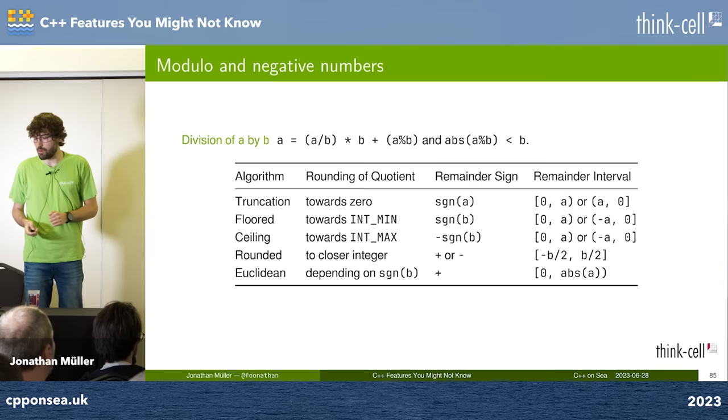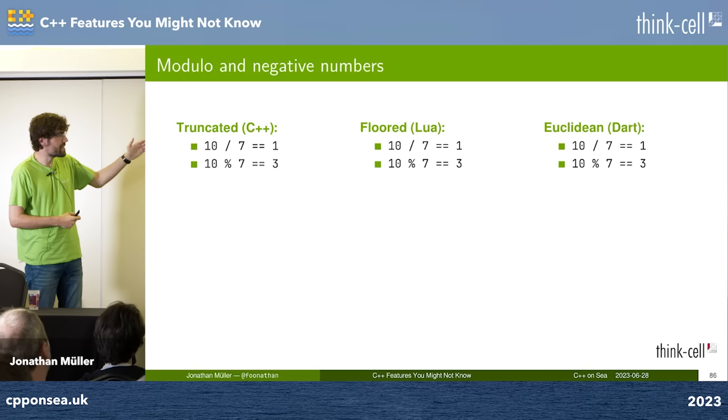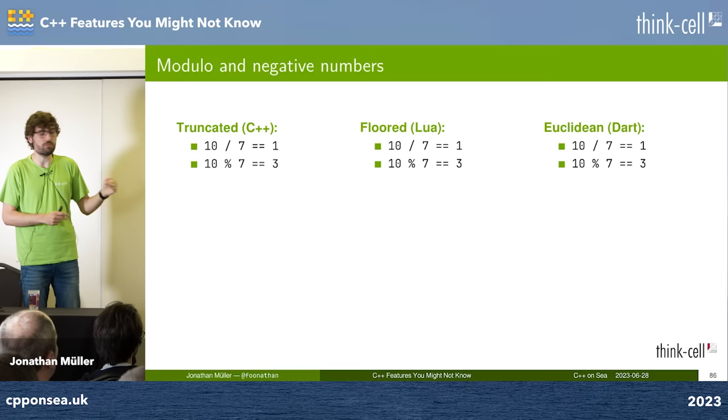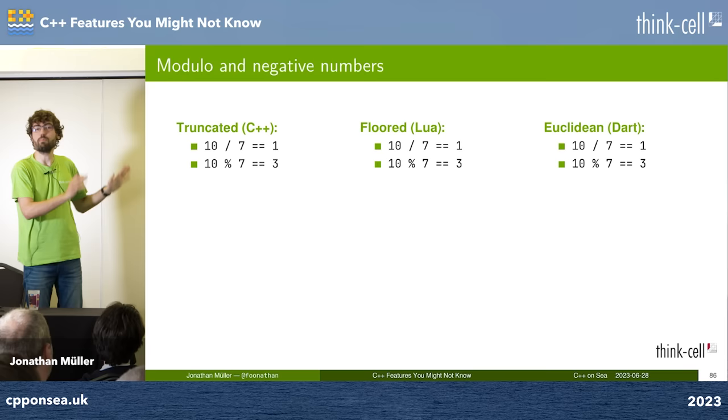So what does this mean? Well, in practice, there are only 3 algorithms that really matter. And the sad news is that every programming language picks a different one. So we've got truncation, for example, used in C++, Rust, and other systems programming languages; float, which is used by Lua; and then Euclidean, which is used by Dart. Float division is, I think, also used by Excel. And Euclidean is also used in math in general, so it's good. The good news is they all agree if both are positive, then it's a no-brainer.